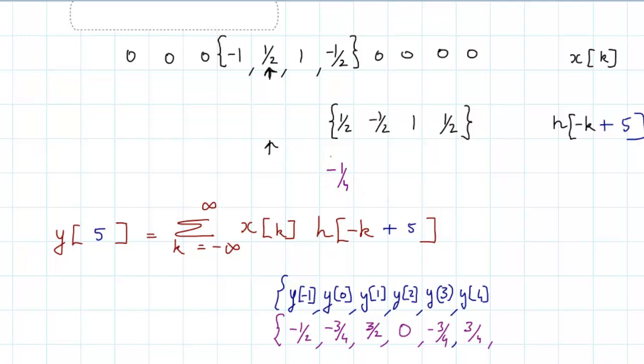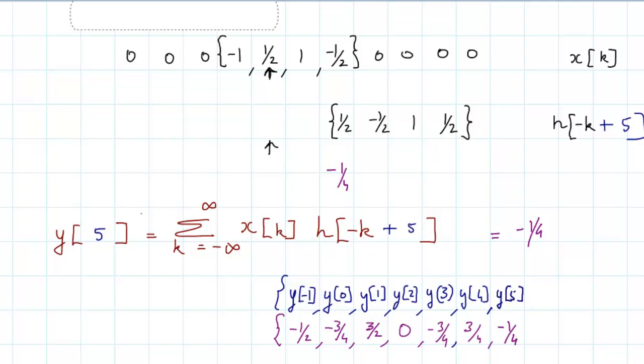So minus 1 by 4 is going to be the answer for y of 5. So this is going to be minus 1 by 4. Which one? Y of 5.